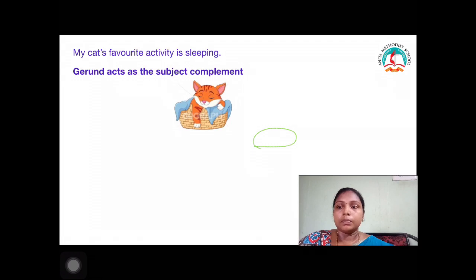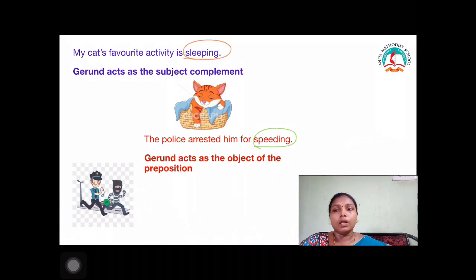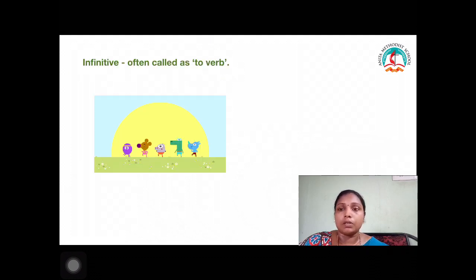Next, we have gerund acting as a subject complement. My cat's favorite activity is sleeping. Here, sleeping acts as the subject complement. Next we have gerund acting as the object of the preposition. The police arrested him for speeding. Here, speeding acts as the object of the preposition.